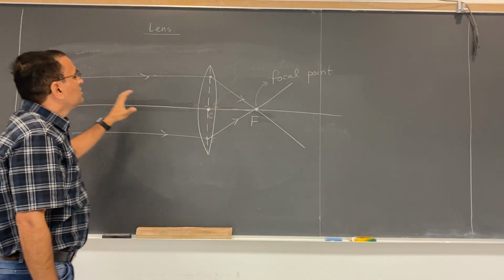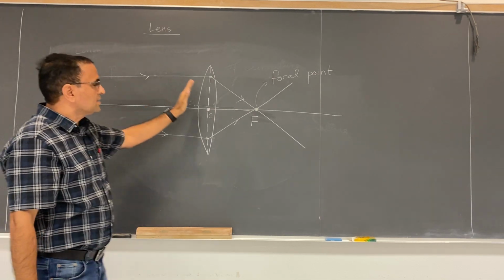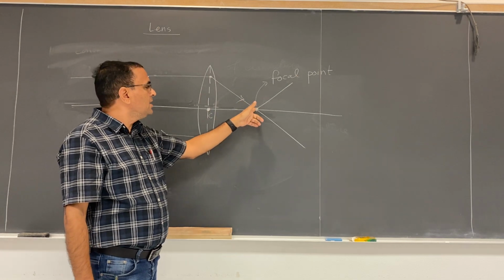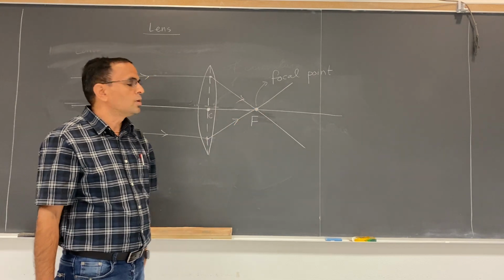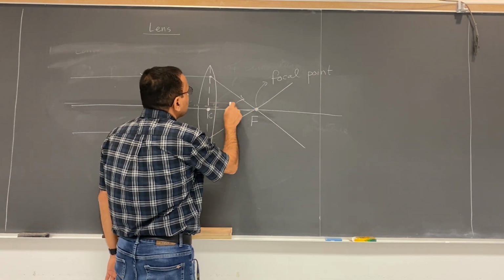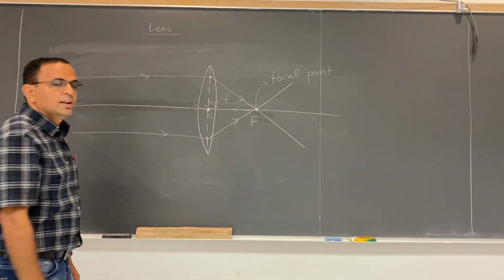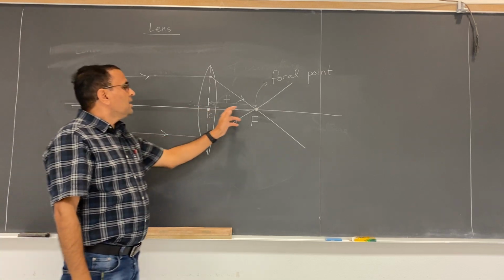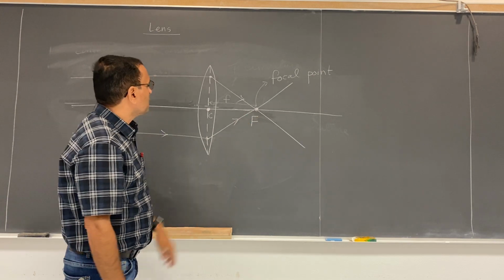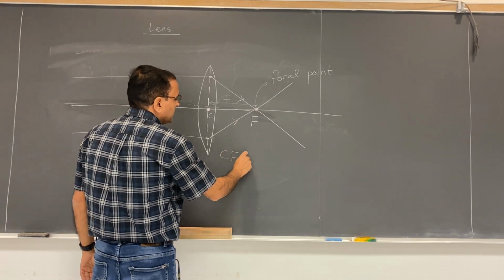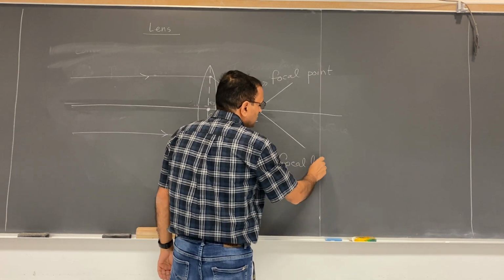So what is the focal point? The rays coming from the object, after refraction, after passing through the convex lens, focus at a point, they converge at a point, and this point is called the focal point. And this CF is called the focal length f. So CF is the focal length and F is the focal point. Here CF is little f and this is simply the focal length.